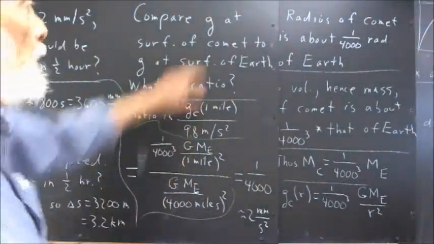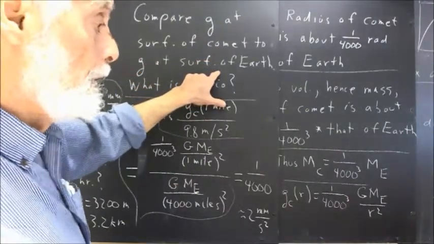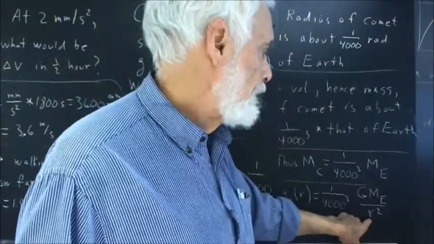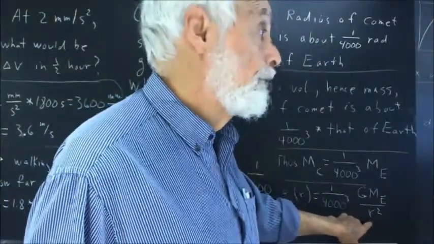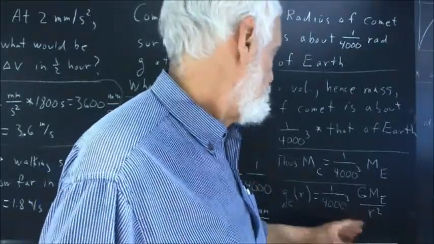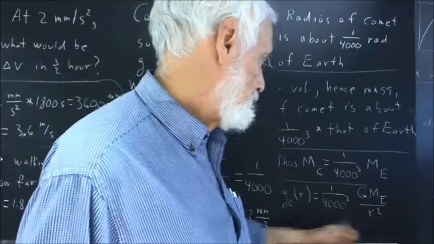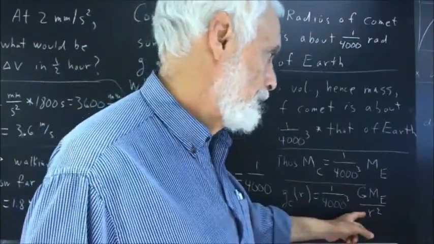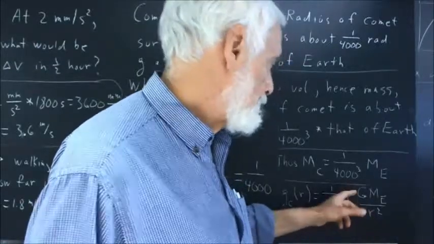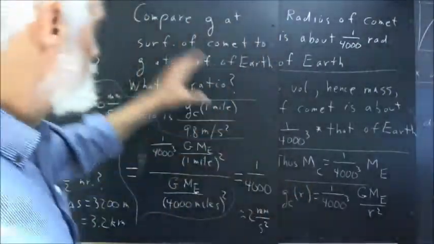We want to compare g, though, at the surface of the comet to g at the surface of the Earth, and that means that the r at the surface of the comet will be 1/4000th of the r at the surface of the Earth. That's going to tend to increase the result for the gravitational acceleration, because at the comet we can use a much lower r, which gives a much bigger result than it would if we'd used the radius of the Earth. So let's see how that works out.